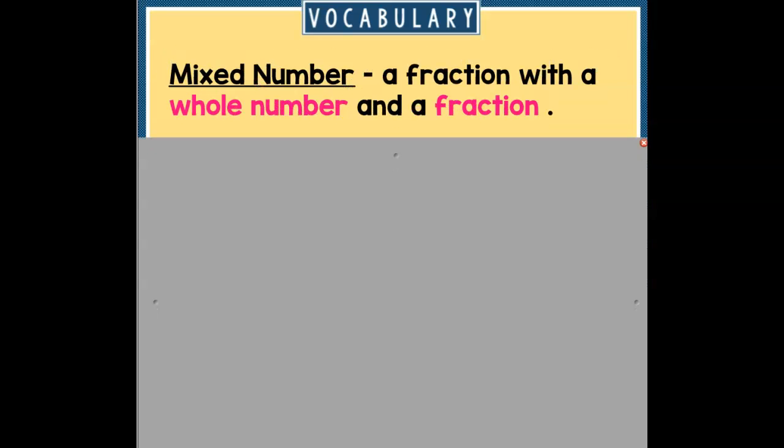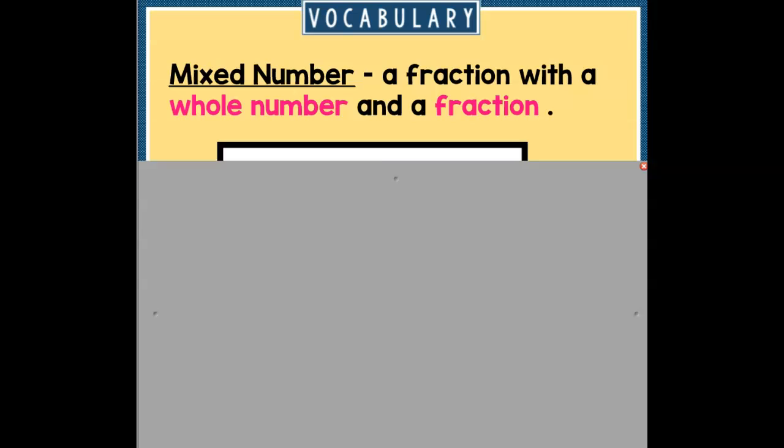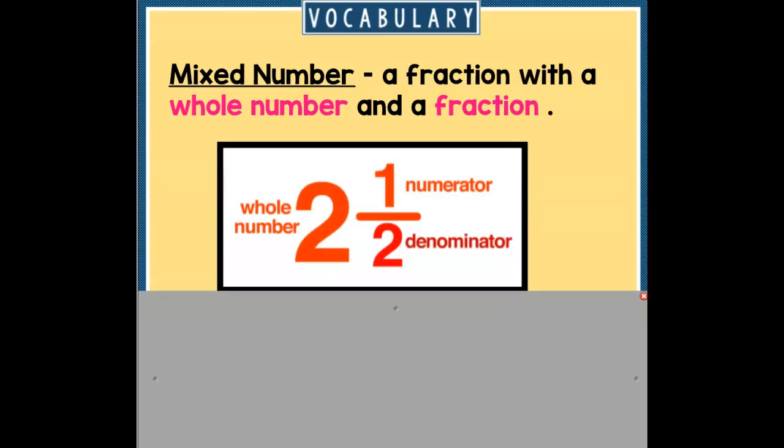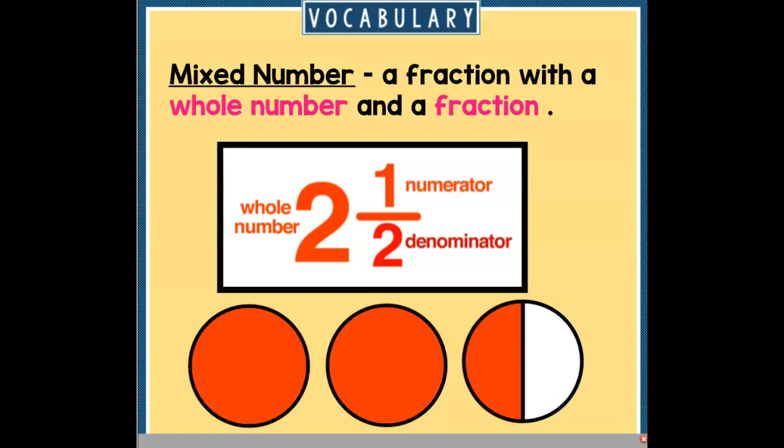Another way we can name a fraction is by calling it a mixed number. That's a fraction with a whole number and a fraction. So these are the ones we usually like the most because it's easiest to imagine in our head. 2 whole and 1/2. Okay, so again, if we pictured it as an image, it might look like that.